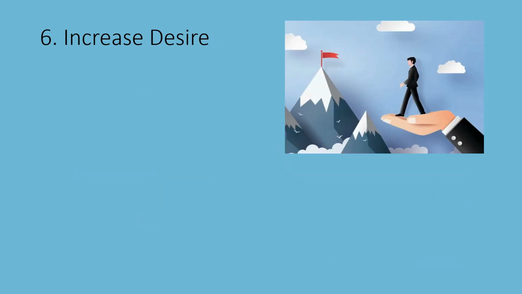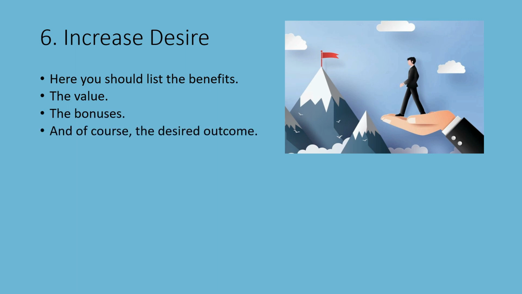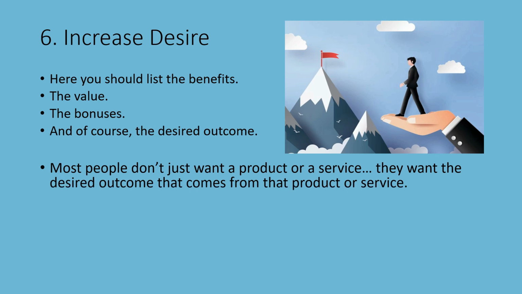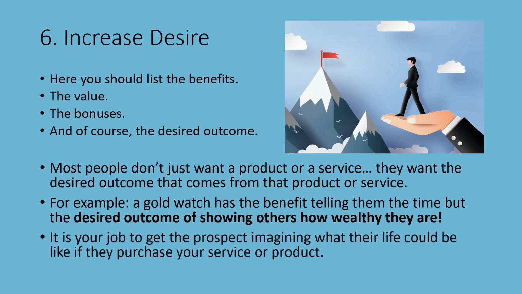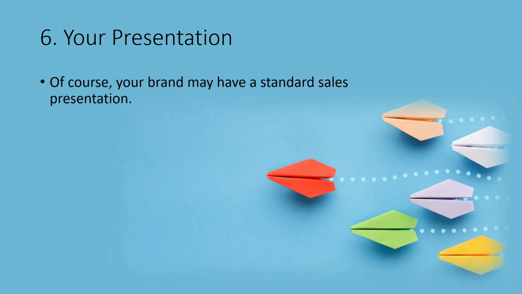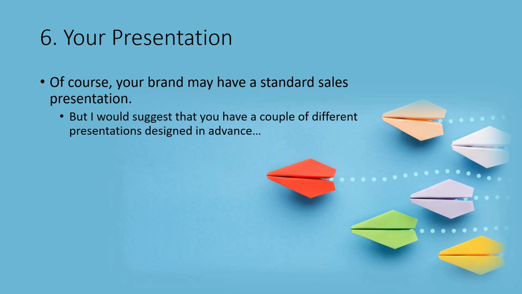Now, increase desire. Here you should list the benefits, the value, the bonuses, and of course, the desired outcome. Most people don't just want a product or a service. They want the desired outcome that comes from that product or service. For example, buying and wearing a gold watch has the benefit of telling them the time, but the desired outcome of showing others how wealthy they are. It is your job to get the prospect imagining what their life could be like if they purchase your service or product.